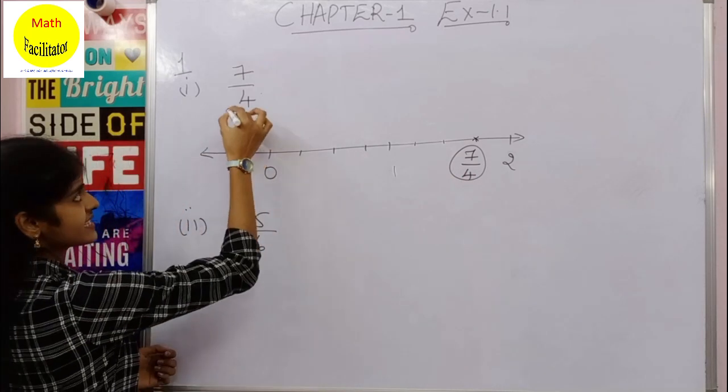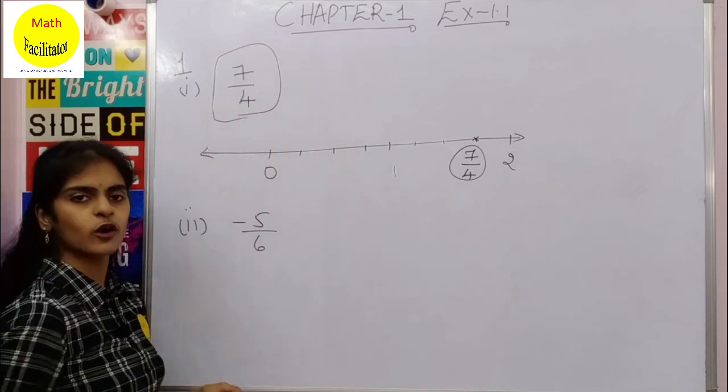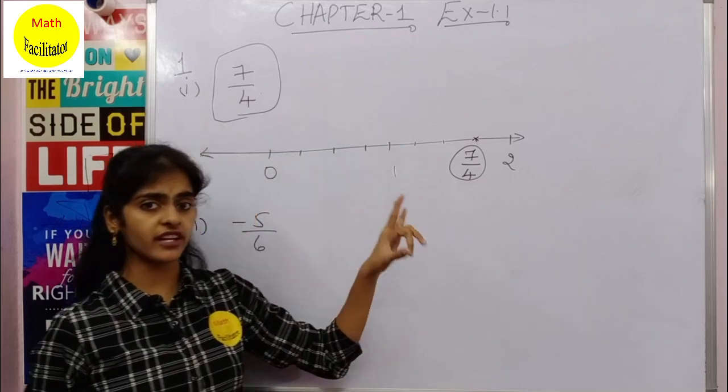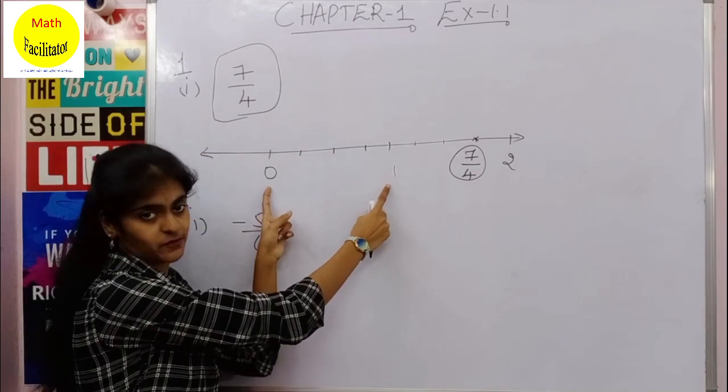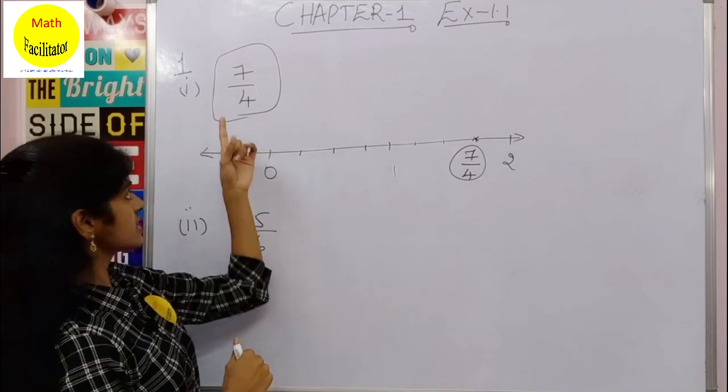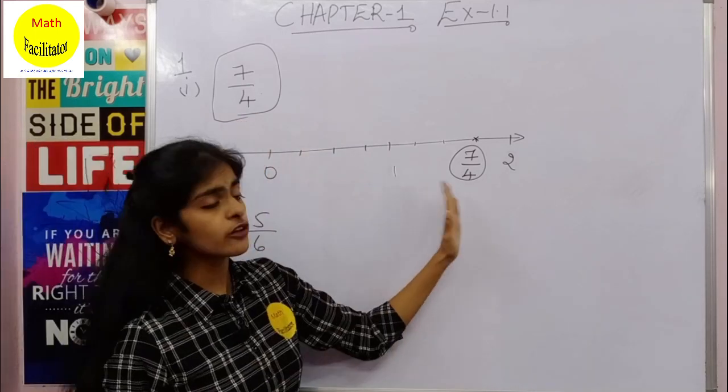As you can see, this is an improper fraction. Improper fractions are always greater than 1. A proper fraction you will always find between 0 and 1. Improper fractions are greater than 1. So this is an improper fraction, so you have moved beyond 1.